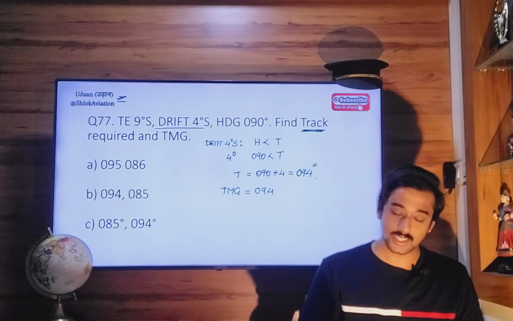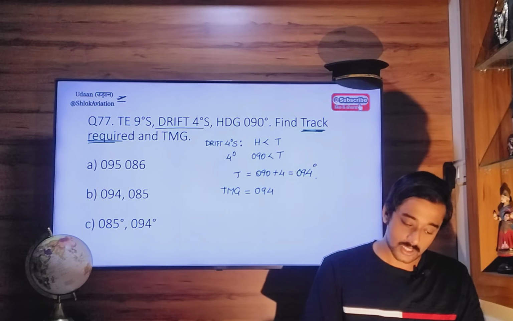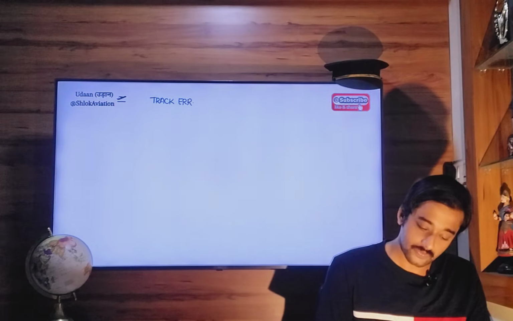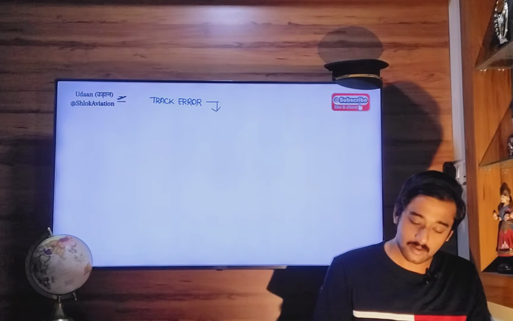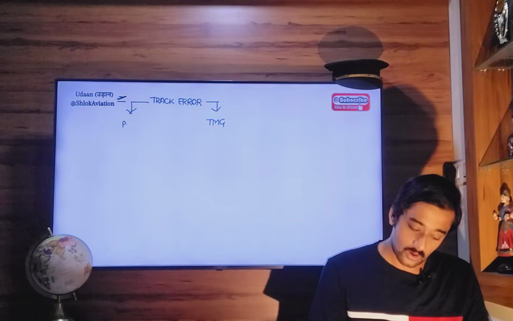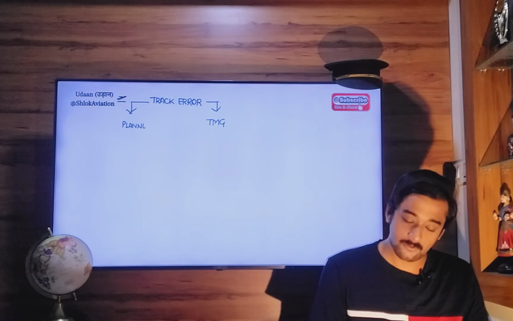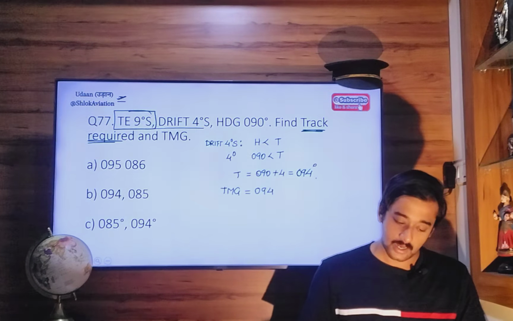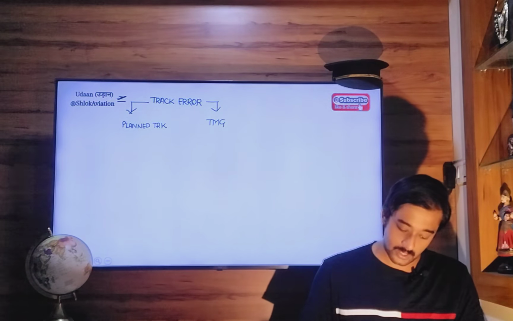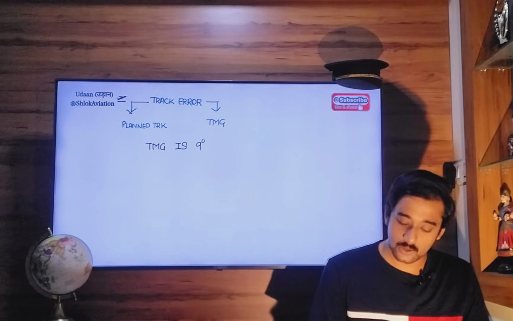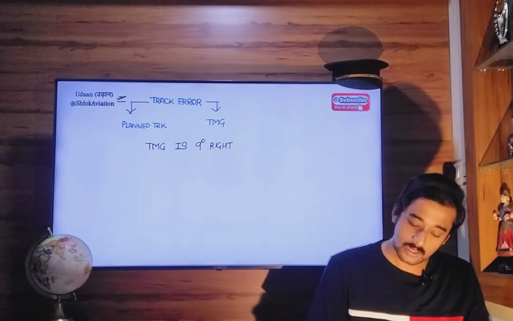Now what is track required? Just the original track. So track error 9 degrees starboard. So track error is the angle between track made good, the actual track that you are flying over the ground, and the planned track or original track that you planned for in your flight plan. Okay, so track error is 9 degrees starboard. 9 degrees starboard means your track made good is 9 degree to the right hand side of your planned track.